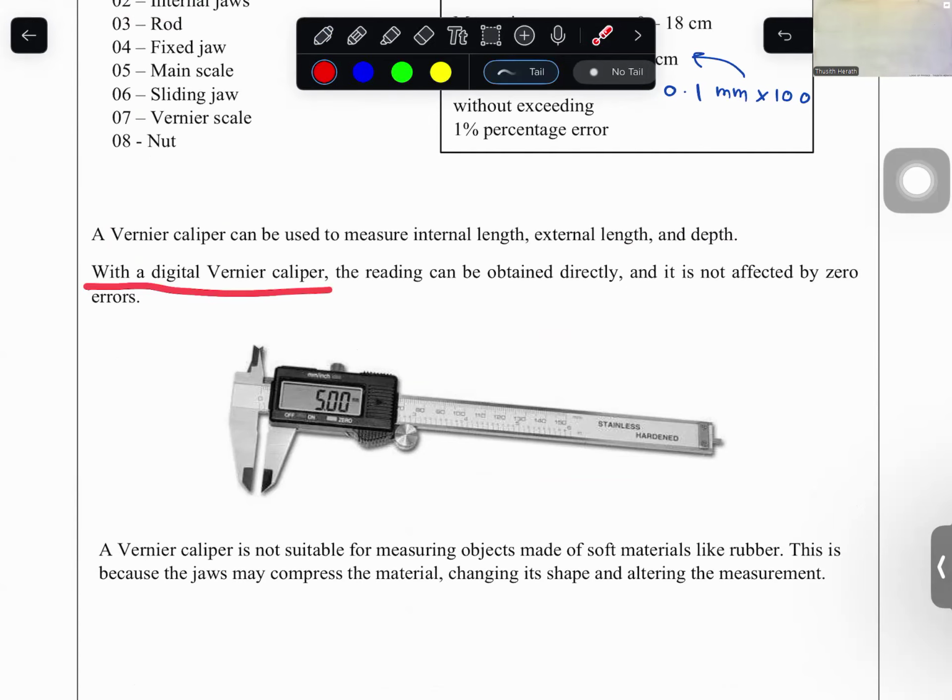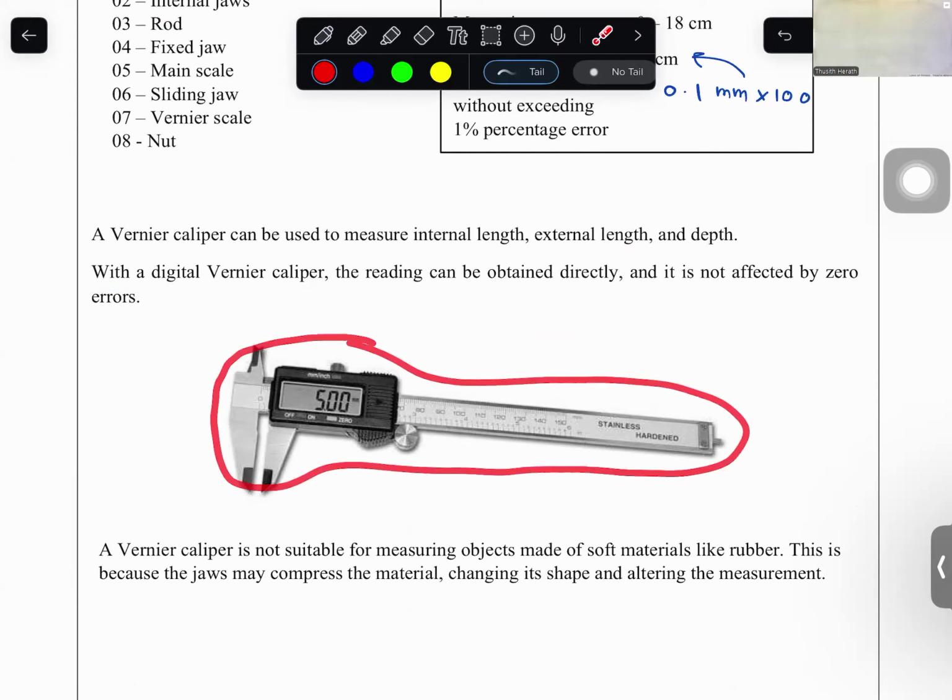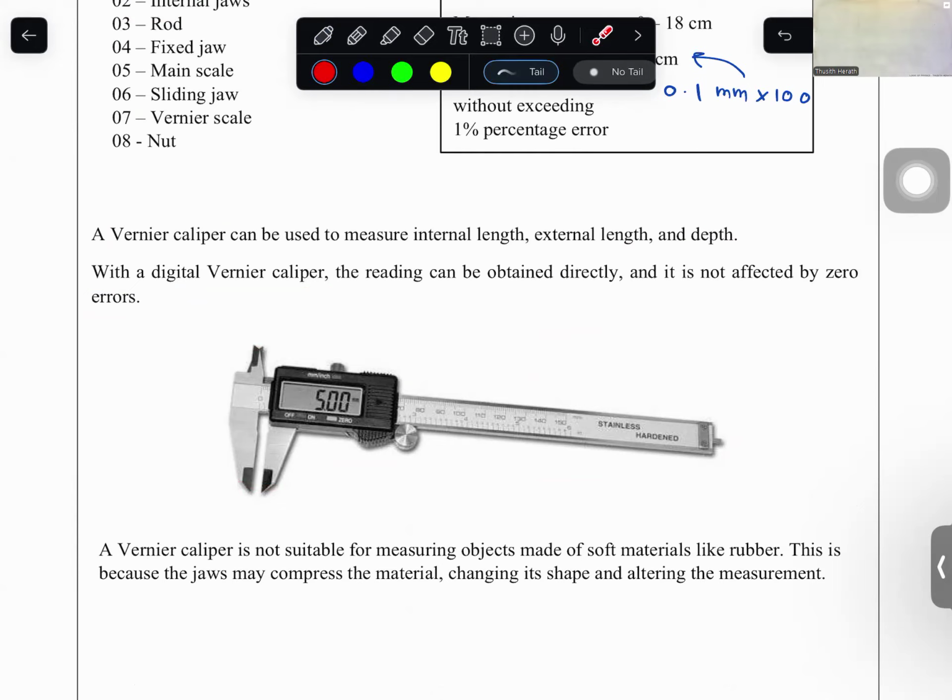With the digital vernier caliper, the reading can be obtained directly and it's not affected by zero errors. Nowadays there are digital vernier calipers. You don't have to worry much to get the reading. In the digital vernier calipers, the reading is shown in the display, right? Very simple. Also, it's not affected by zero errors. Until now, we haven't discussed zero errors, so be patient. We will go for zero errors later.